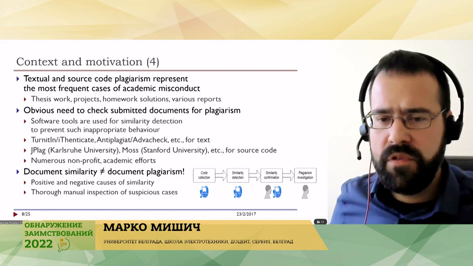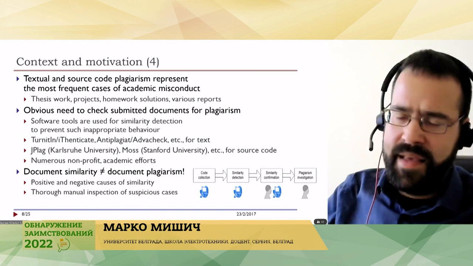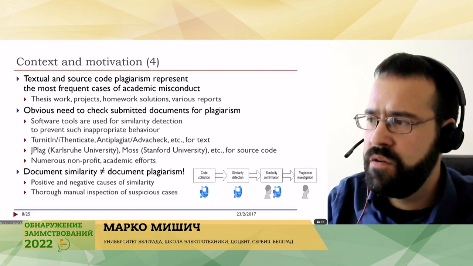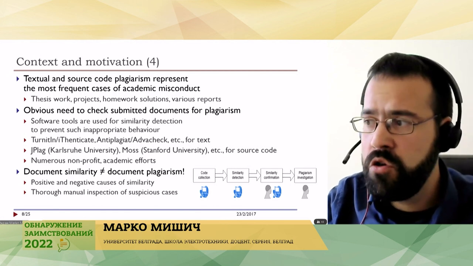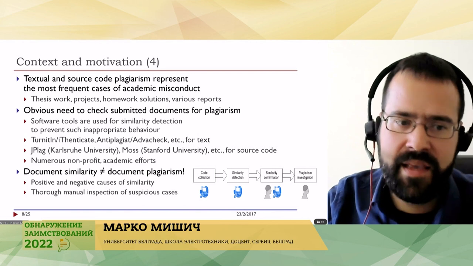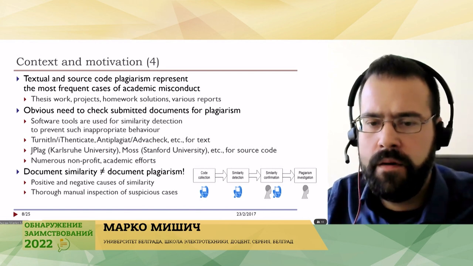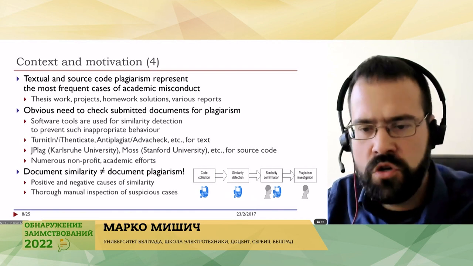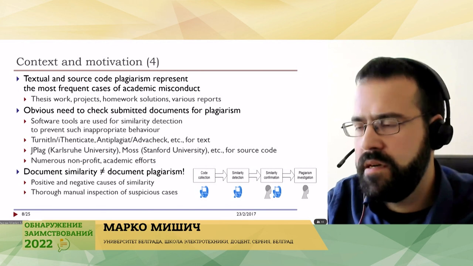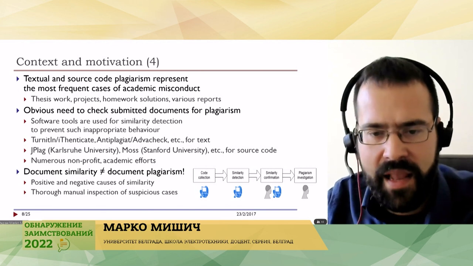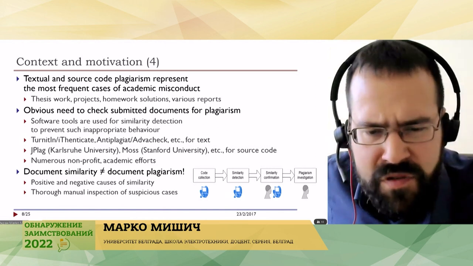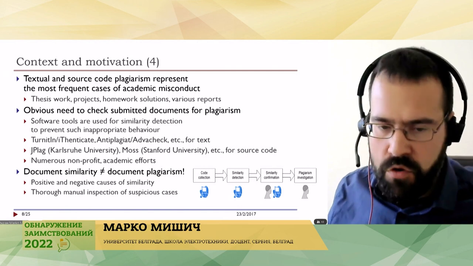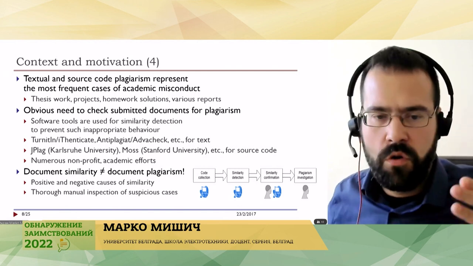Of course, I would like to emphasize once again that plagiarism detection is a process which consists of several phases, and that document similarity is not necessarily document plagiarism. In the picture on your right side, you can see that it's usually defined as a four phases process. This is the picture from Clough and Lancaster from their paper in 2001, when they first emphasized that we need to collect the documents, either textual or code documents.